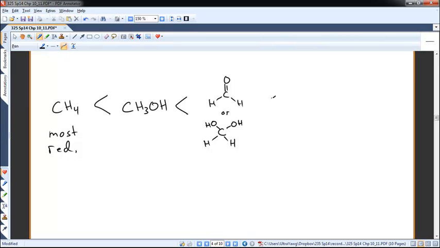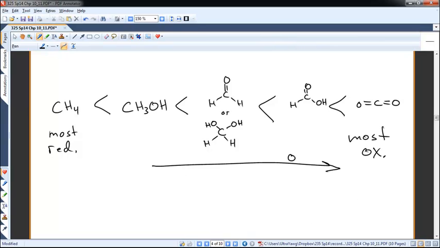If I continue to oxidize my molecule, I go from 4 hydrogens to 3 hydrogens to 2 hydrogens to 1 hydrogen. And remember, it's 1 hydrogen on the carbon. That's what I care about. I care about what carbon's up to. And eventually you get to the most oxidized form of carbon possible, which is carbon dioxide. So most oxidized. So this would be oxidation, and this way would be reduction.